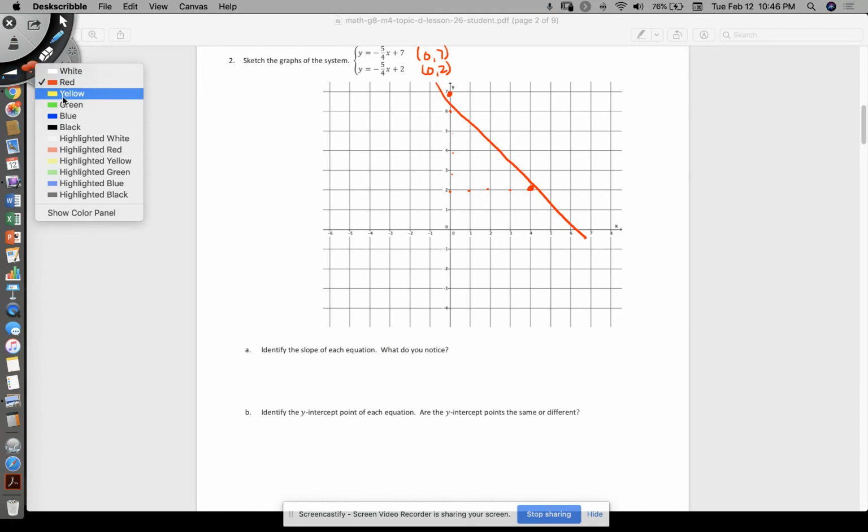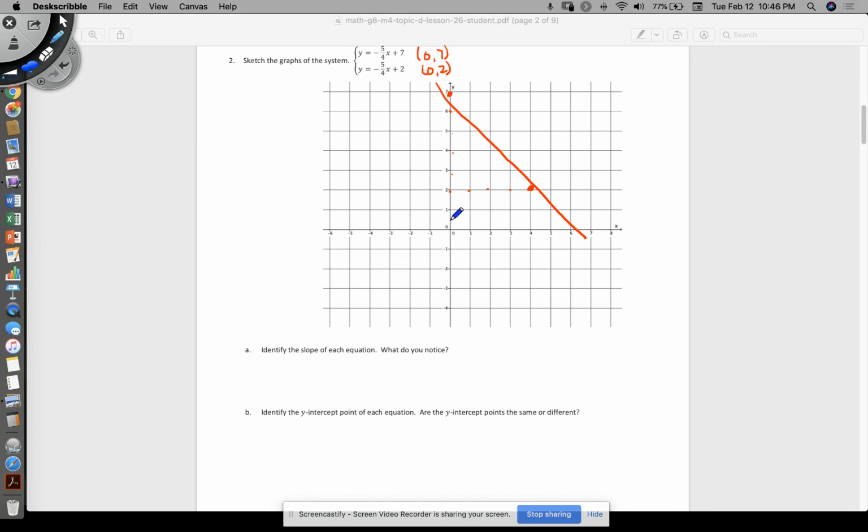Hopefully yours looks a lot better than mine. I'm going to graph the next one, 0, 2. Drop 5, run 4 again. And make those lines nice and straight. So identify the slope of each equation. It was negative 5/4. And again, we're going to say it was the same slope. And what was my y-intercept? We had 0, 7 and then 0, 2.